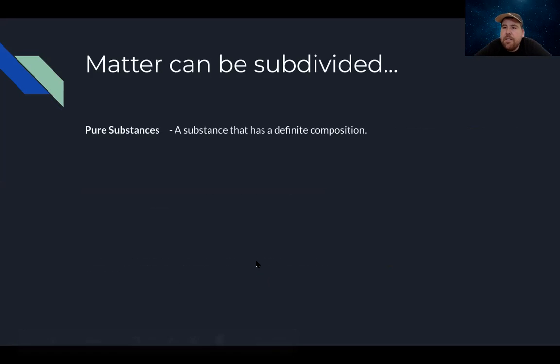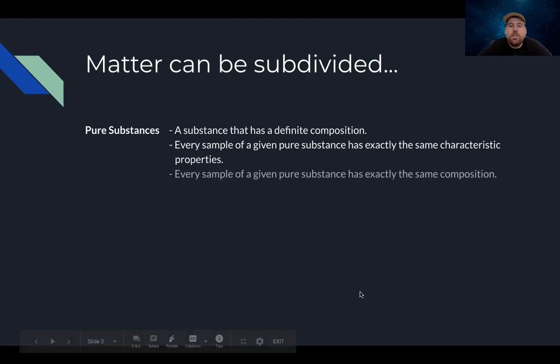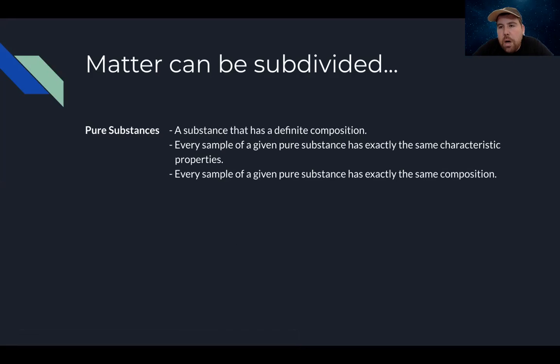Matter can be subdivided into two categories. It could be divided into, first, pure substances. A pure substance is something that has a definite composition. So if we're looking at a pure sample of water, the formula for water is H2O, 2 hydrogens for every 1 oxygen, and that ratio cannot change for pure water. This means a couple things. It means that every sample of a given substance has exactly the same composition. So once again, pure water is H2O, and that cannot change.